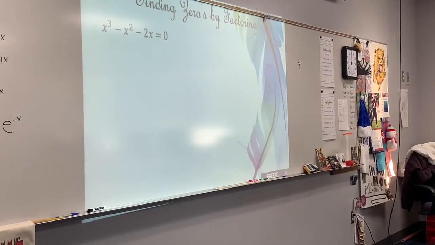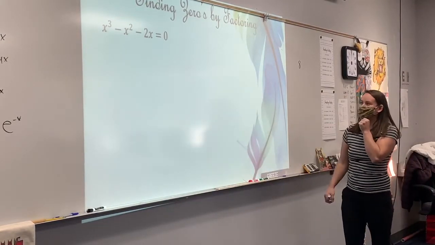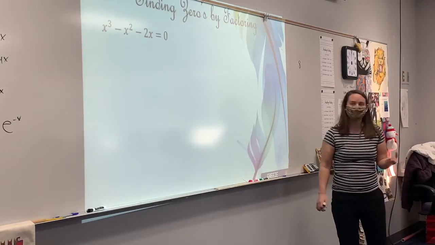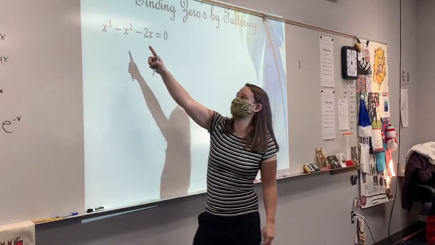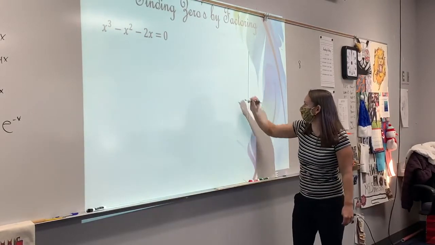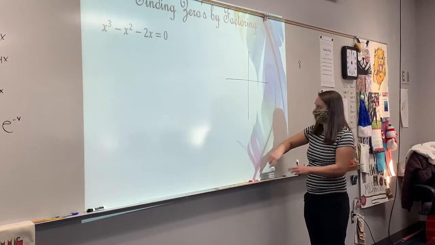All right, so this topic is called finding zeros by factoring. First of all, what is a zero? Well, we know that this is a cubic. And so from our understanding of end behaviors, this graph looks something like this.